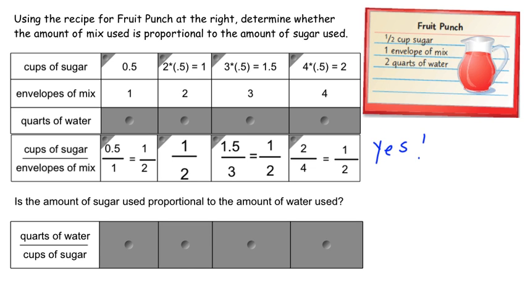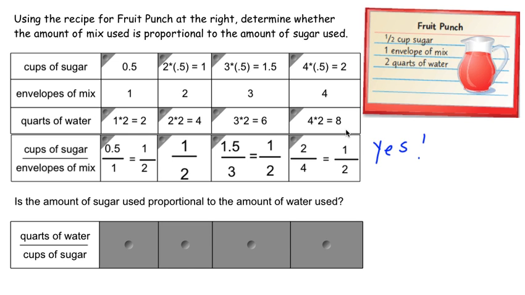How about the second part of this question? Is the amount of sugar used proportional to the amount of water used? We already have the amount of sugar in the first column. The amount of water is right here. If we use a half a cup of sugar, we need 2 quarts of water. When we use 1 cup of sugar, then we need 4 quarts of water. When we use 1.5 cups of sugar, we need 6 quarts of water. And with 2 cups of sugar, we need 8 quarts of water.